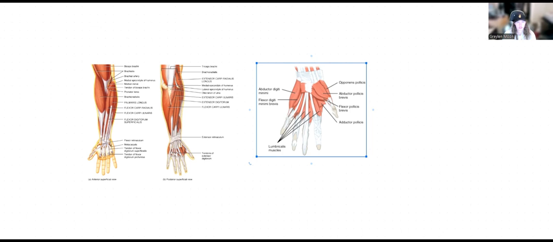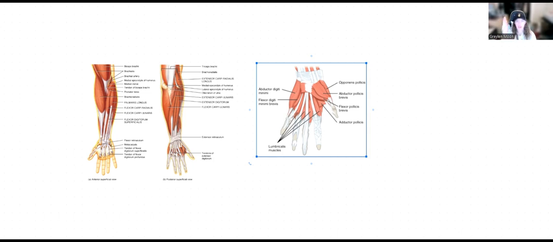Some wrist movements and biomechanics. So when we think about flexion, right? Flexion of the wrist, that is going to be our flexor carpi radialis. I'm going to use abbreviations here. Go back, you can figure them out. FCR, FCU, PL, FDS, and FDP, right? Extension is going to be ECRL, ECRB, and ECU.